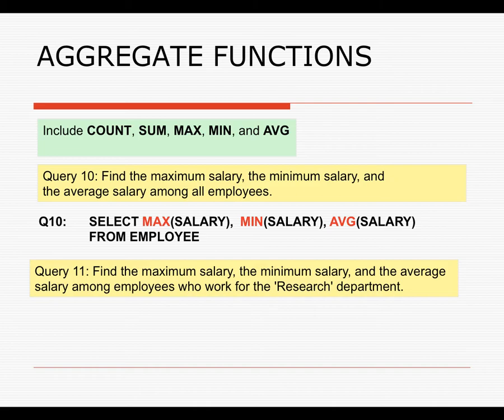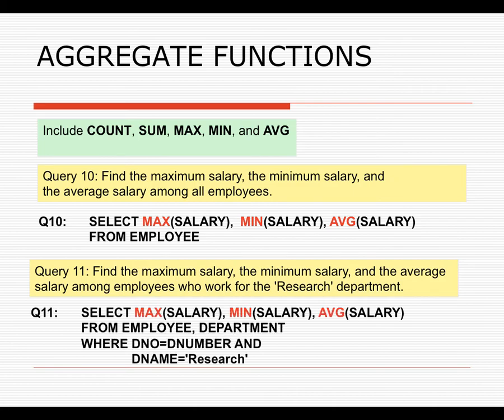Looking at query 11, similar objective, find the maximum salary, the minimum salary, and the average salary among employees who work for the research department. This can be done by including the functions in the select statement. So I'm doing the select max, select min, and select average, and then doing my from as well as my conditional expressions.